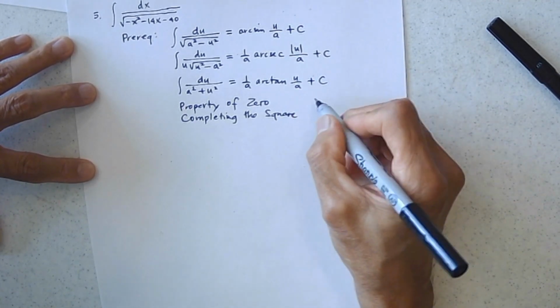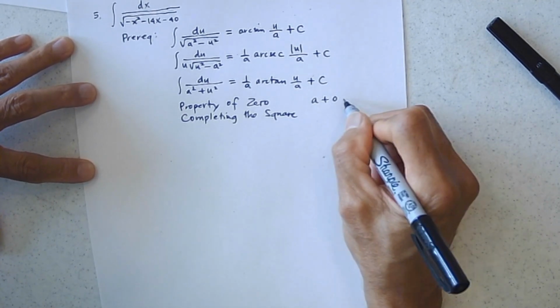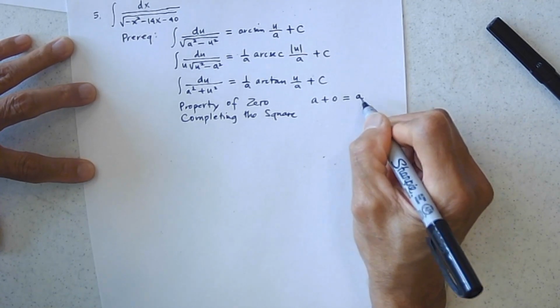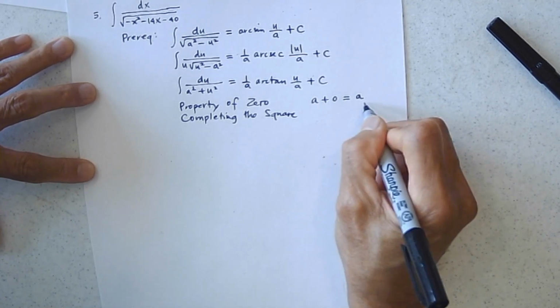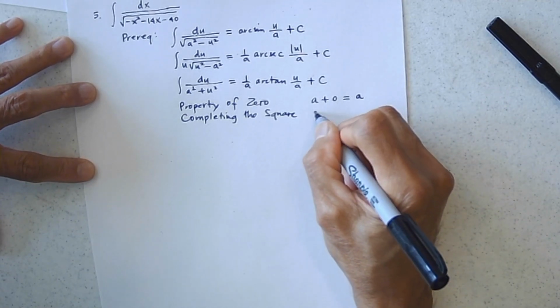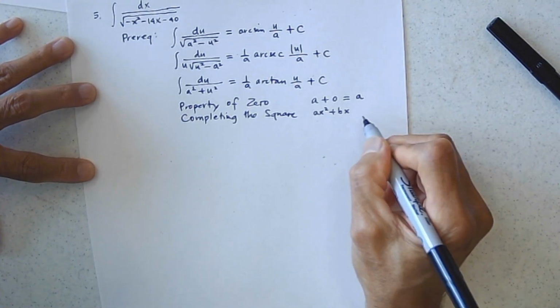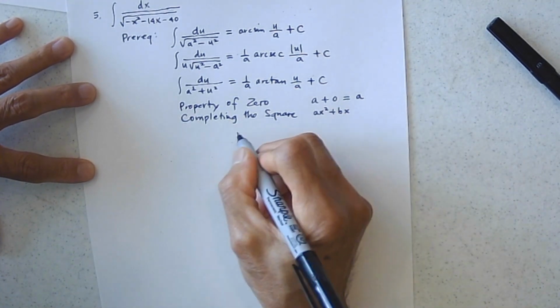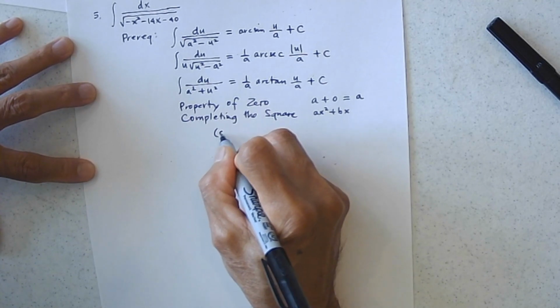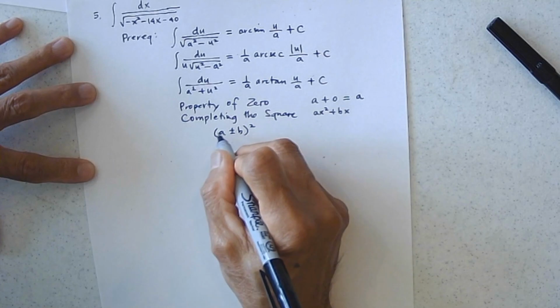And what is this? If I add 0 to any number a, the answer is still the same number a. Adding 0 doesn't change the value of the quantity. And then completing the square: if I have ax squared plus bx, to complete the square, this must be of the form either a plus or minus b squared. And so it must have a middle term.